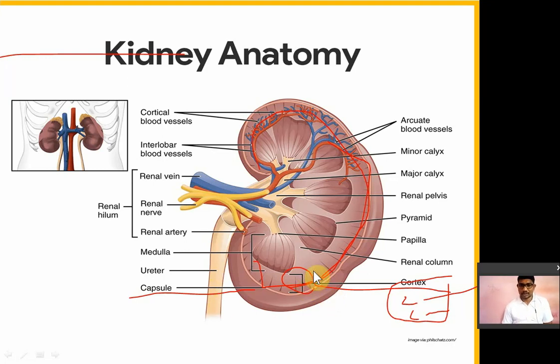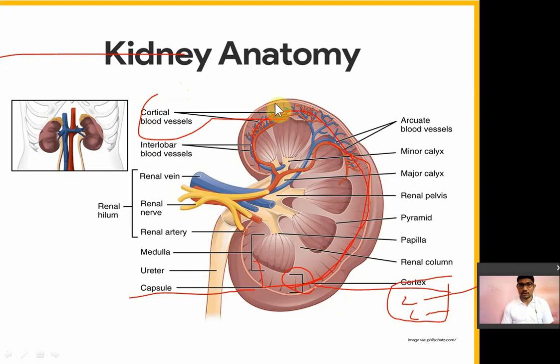Cortex is nothing but the outermost layer of your kidney, and this cortex is also supplied with blood vessels. So you can see here the cortical blood vessels. Arteries will carry blood to a nephron, and renal veins will carry blood away from the nephron.